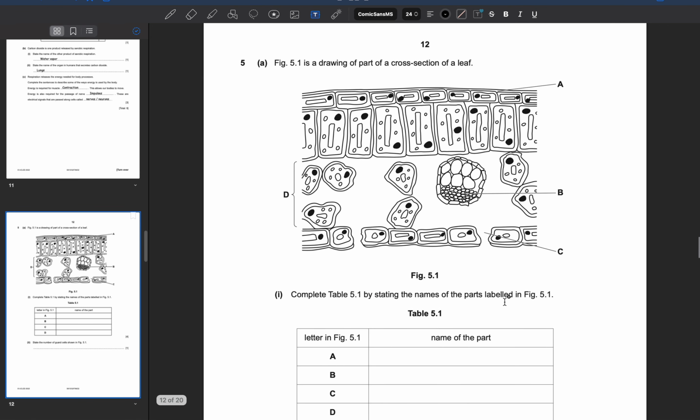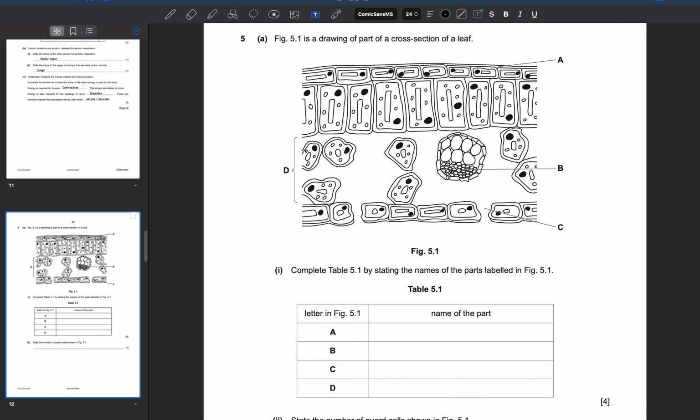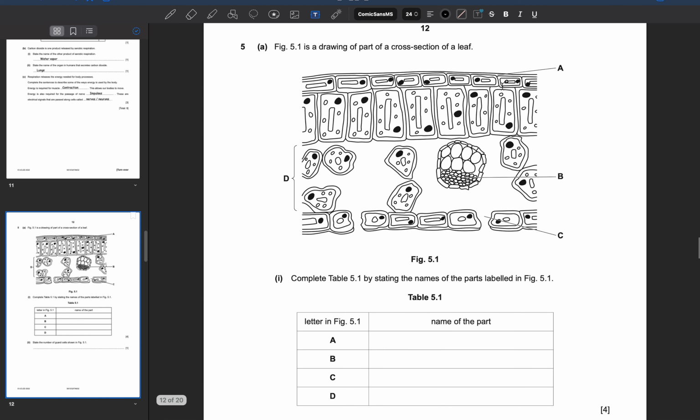Okay. The next one, 5A, figure 5.1 is a drawing of a part of a cross section of a leaf. Here is the leaf, with different layers and different labels. I have A, B, C, and D. We'll complete table 5.1 by stating the names of the parts labeled in figure 5.1. So I have to write the names. The first one, A, the first transparent layer over here in the leaf, is the upper epidermis.